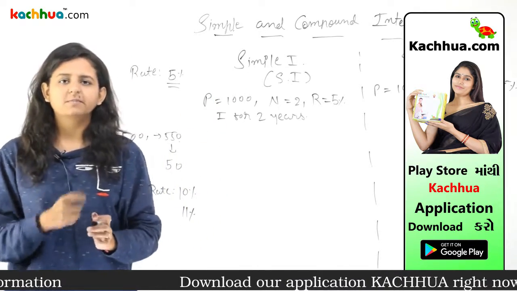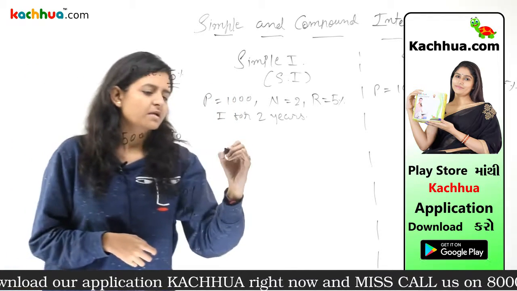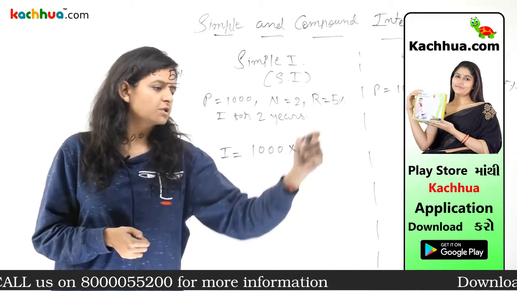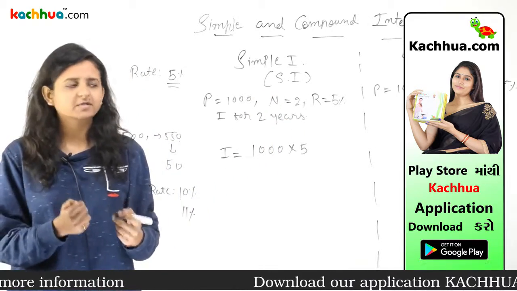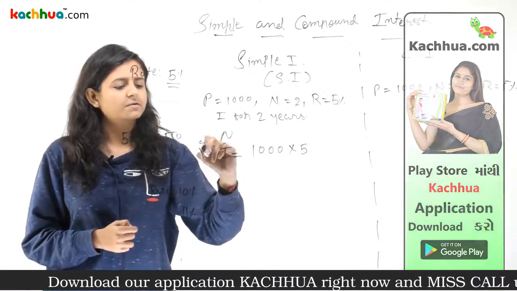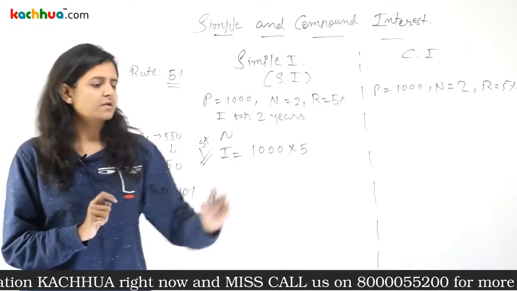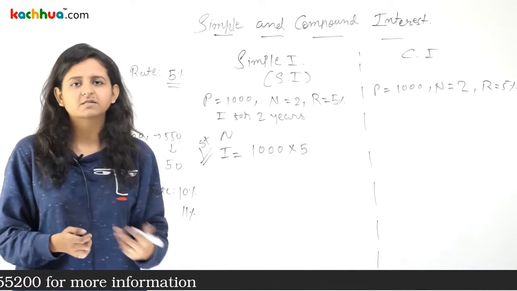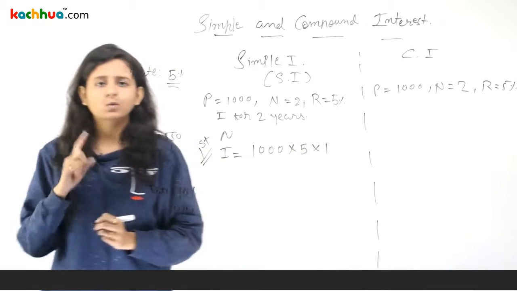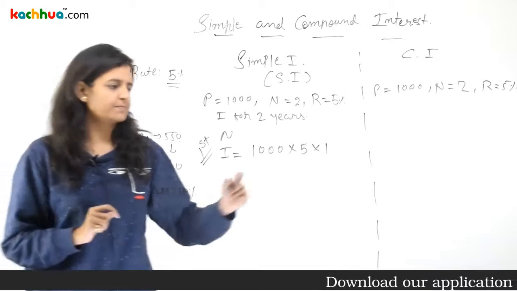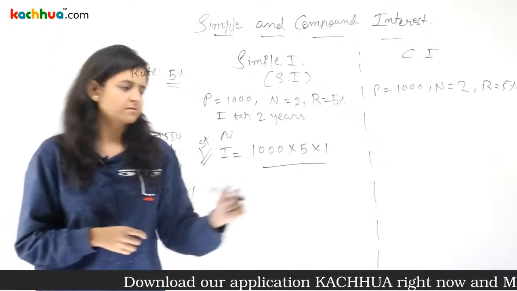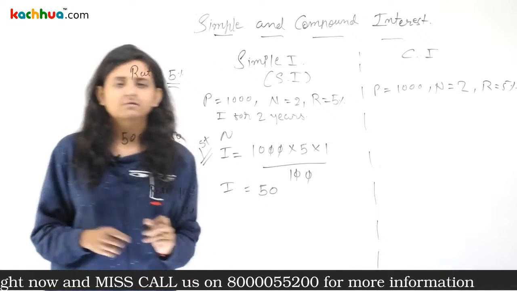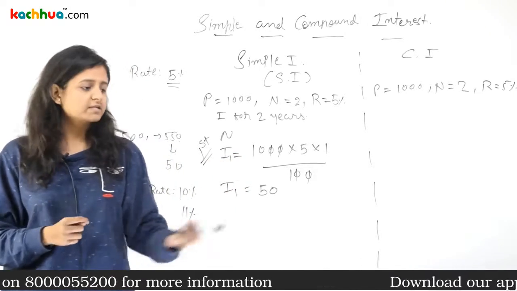Now if I want to find the simple interest of this amount, what will I do? Interest equals the principal into the rate, that is 5%. Now first we'll find for the first year. Then we'll see for the second year and then we'll compare whether SI is greater or CI is greater. N will be 1. Why? Because we are counting for 1 year. Divide by 100. So interest for the first year, I1, is 50.